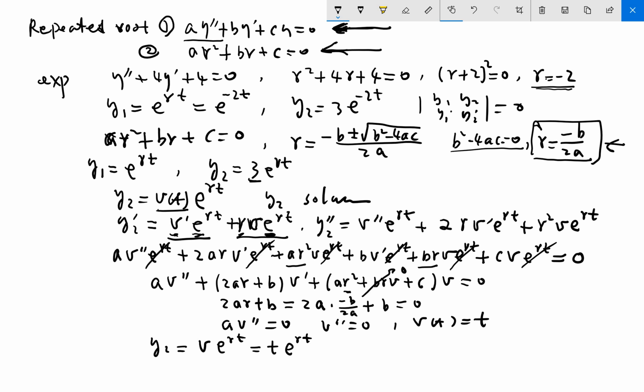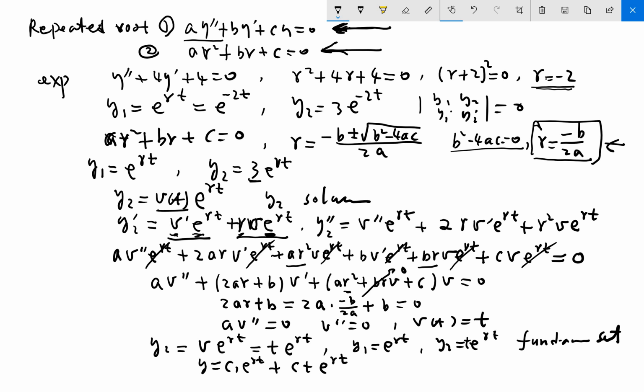We can check y1 equal to e to the rt, y2 equal to t times e to the rt. They will form a fundamental set. So the general solution can be written as C1 e to the rt plus C2 t e to the rt. Then we have solved the problem for when your characteristic equation has a repeated root.